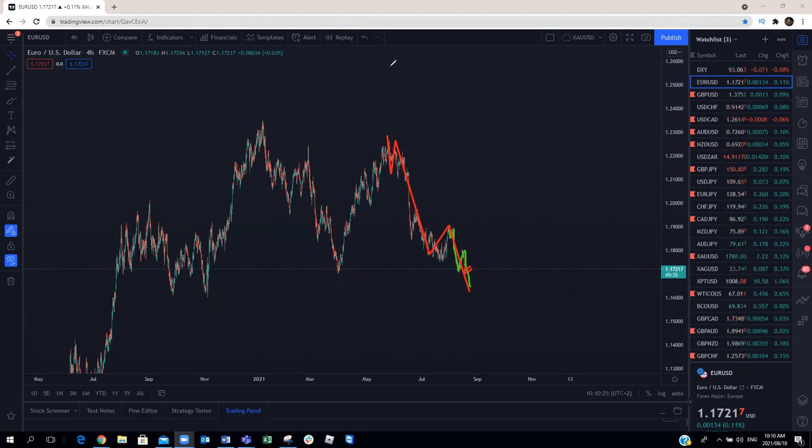Mikhail is saying, will the correction reach 2550? I'm not sure which chart you're referring to, but I can look at that question at the end. So let's finish this first. There's not 2550 on the euro, so you may be referring to a different chart. Okay, so let's have a look at this one here.